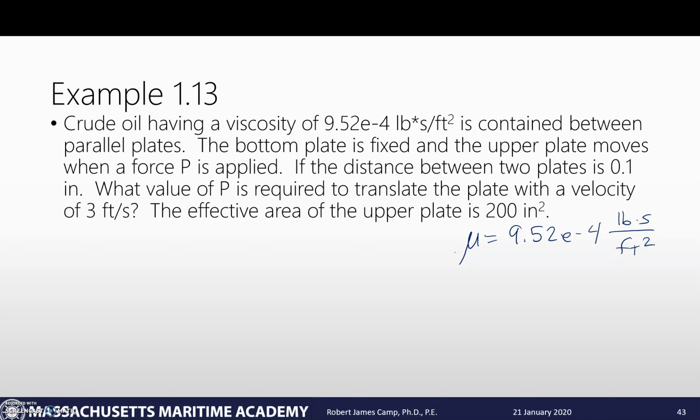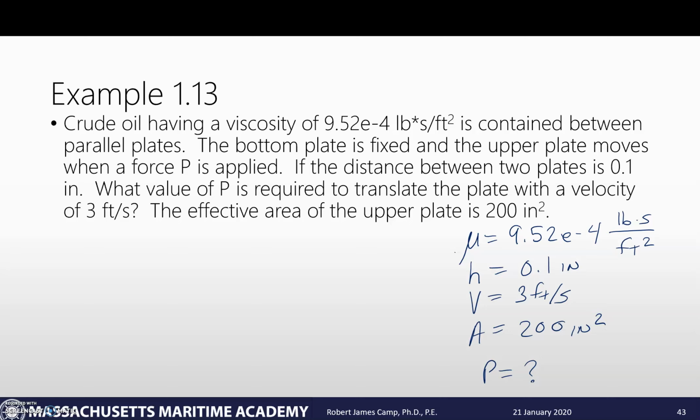So the bottom plate and the upper plate, it's just our same Couette flow. We have the distance, the gap, h, is 0.1 inch. And we have some force P that's being applied, and that's actually what we're trying to find. What is P equal to? And we do have a velocity. Our velocity is 3 feet per second. And we have the area of the plates, 200 inches squared.